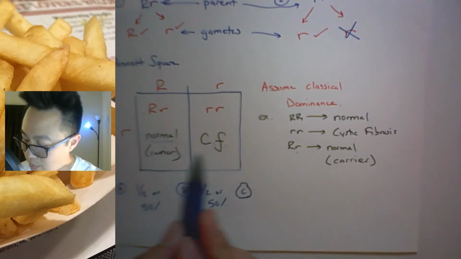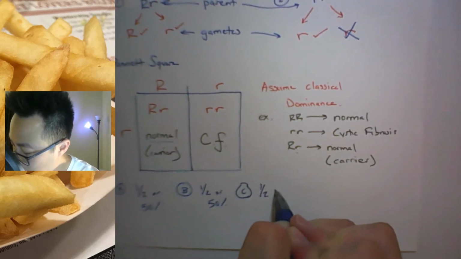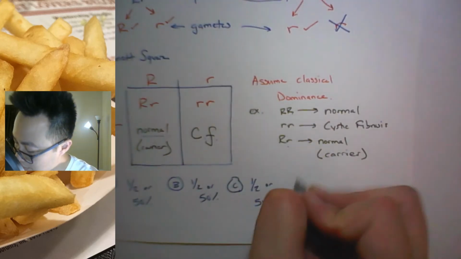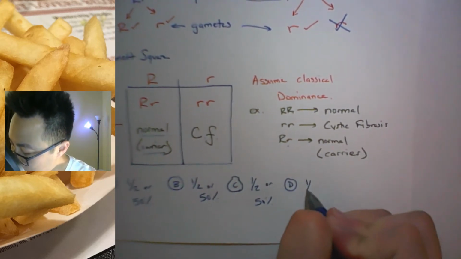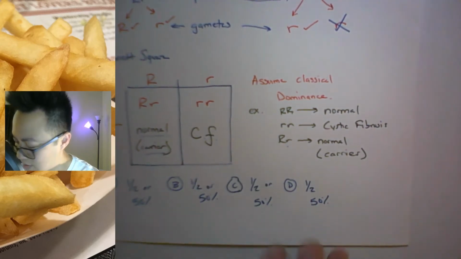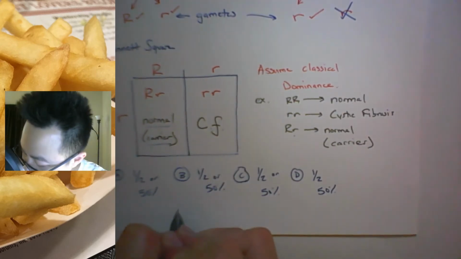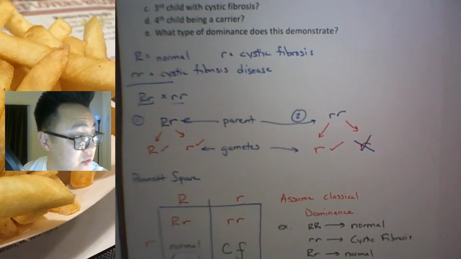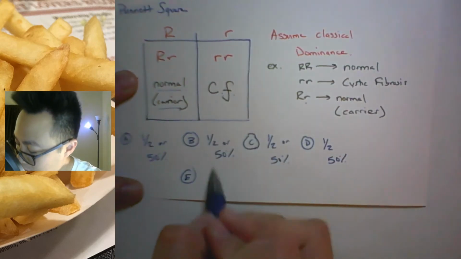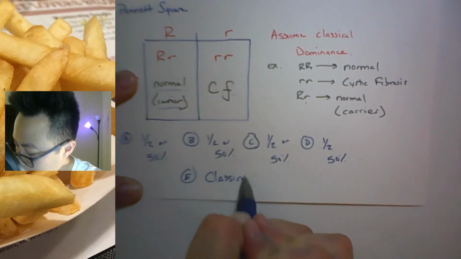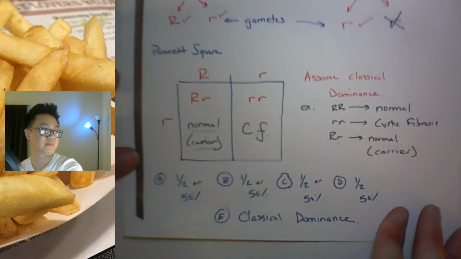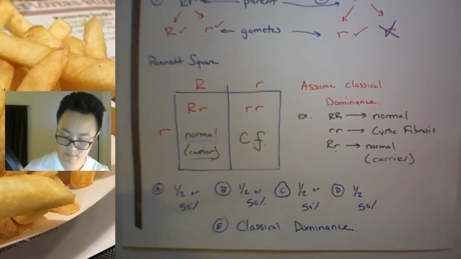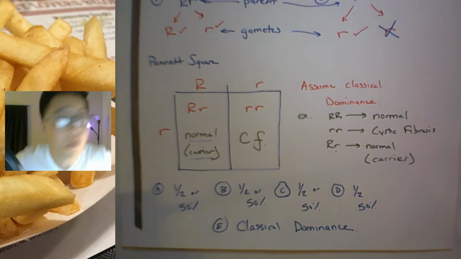In our example, 1 out of every 2, or 50%. Question D, what about the fourth child being a carrier? We have here carrier, 1 out of every 2, so it's still 50%. This is an easy question. And then question E is asking what type of dominance does this demonstrate? This here we are looking at is classical dominance. Hopefully you found that helpful.